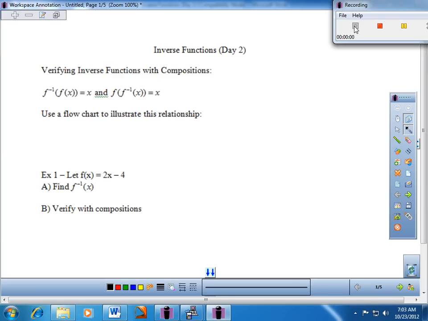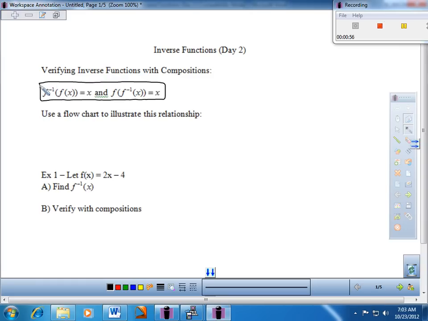So let's start it out here at the top. I see something along the lines of verifying inverse functions with compositions. And I think I had mentioned in one of the notes worksheets with compositions that there was a relationship between inverses and taking the composition. So here's what we'll take a look at, and we'll illustrate this with a little flowchart momentarily. But if you get a chance, box that up here.